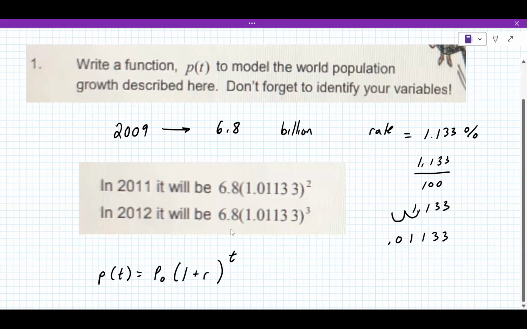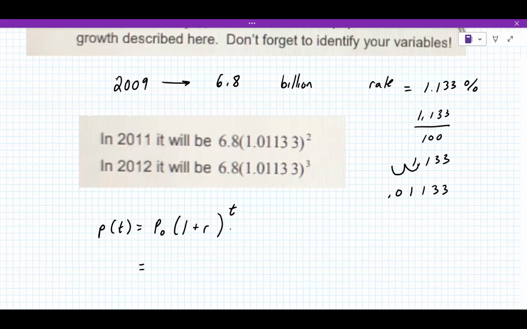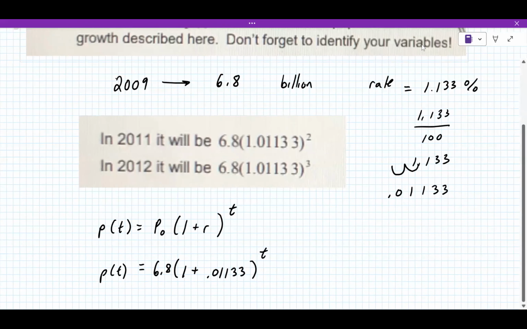It looks like a lot, but you actually have most of these values. P0 is 6.8. R is 0.01133. And T is actually your variable. We have to define the T. So when it says, don't forget to identify your variables, T is not the year, it's the number of years since 2009. Because you're not putting 2011, 2012 here, you're putting the number of years.